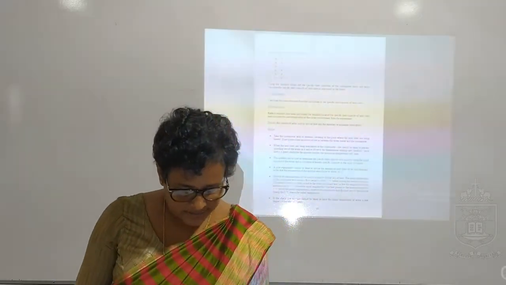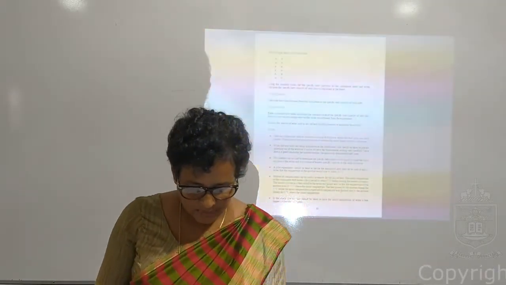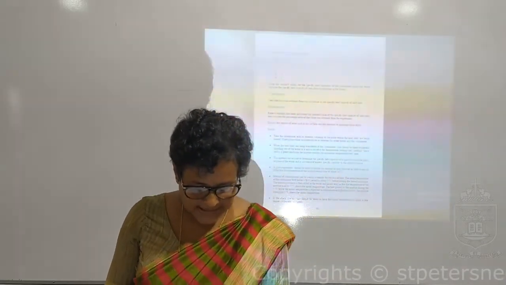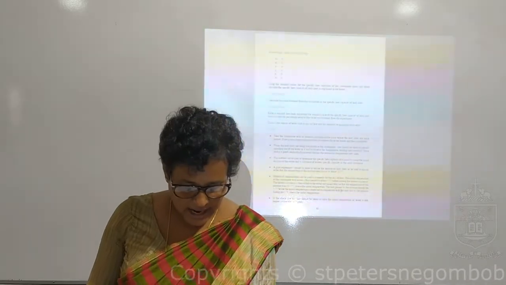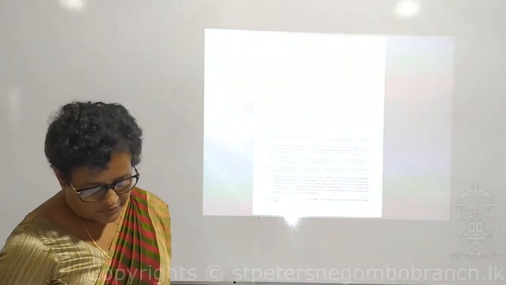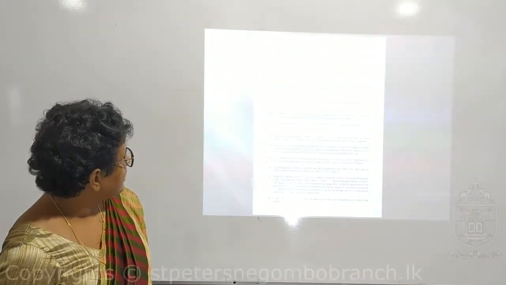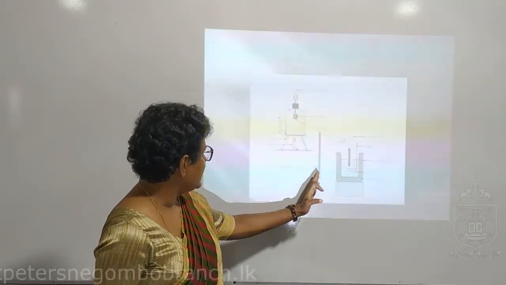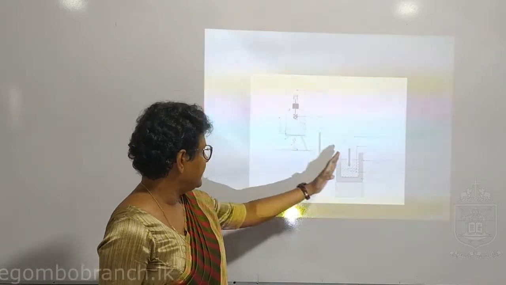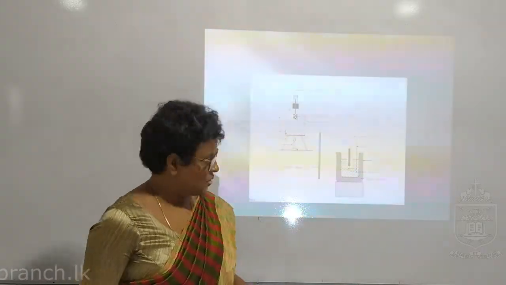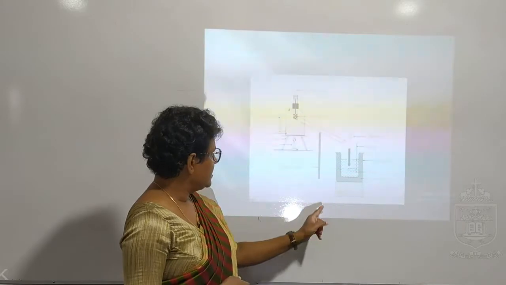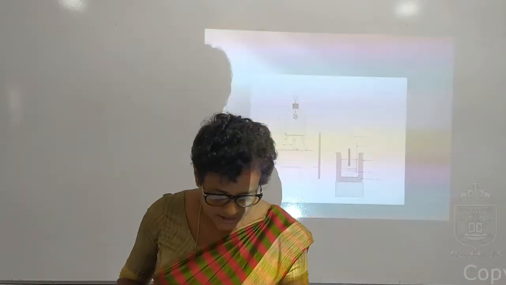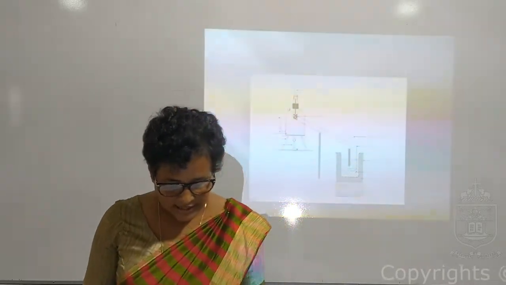Take the calorimeter with its external covering to the place where the lead shots are being heated. If not, place a heat insulated obstacle between the water and the calorimeter. Now look here, this is the obstacle, because this Bunsen burner will affect the calorimeter's temperature. So avoid that. You have to keep an insulator like this, like a barrel.